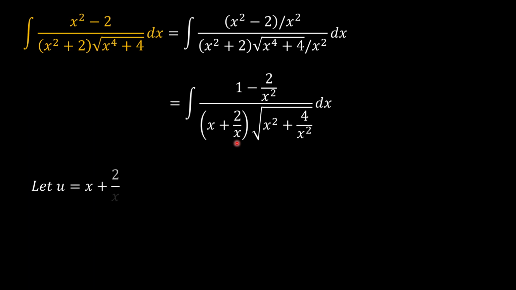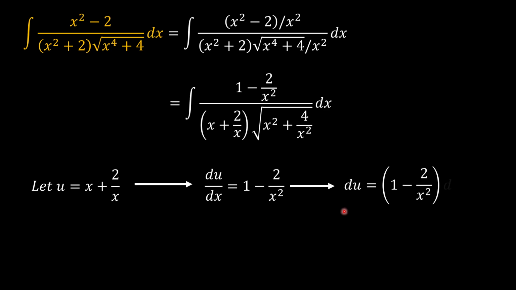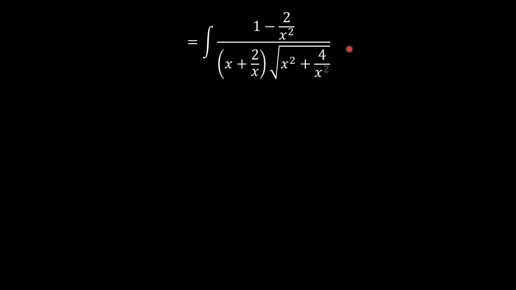So we could now go ahead and say let u be equal to x plus 2 over x, and that means that du dx is 1 minus 2 over x squared. So we can substitute (1 minus 2 over x squared) dx with du. What we're going to do is substitute the numerator times dx with du.